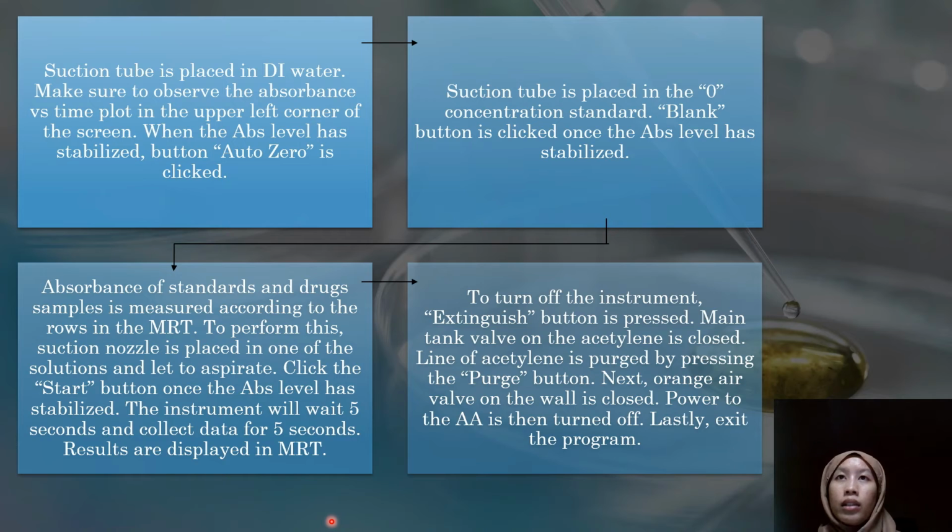To turn off the instrument, we press the extinguish button, and then the main tank valve of the acetylene is closed. Next, the line of acetylene is purged by pressing the purge button, and then you can see the orange air valve on the wall, and that valve is closed. Power to the AA is turned off, and lastly, exit the program.